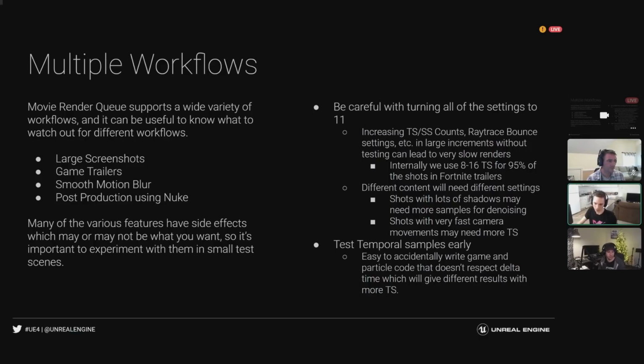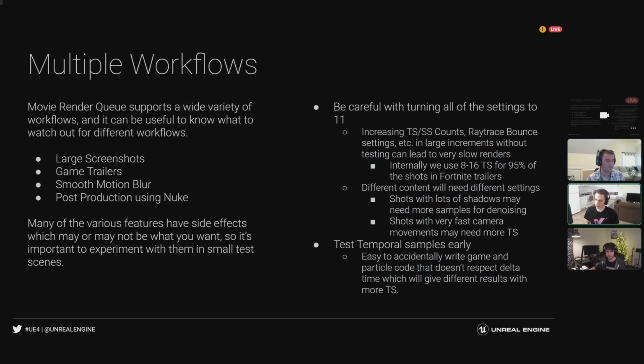Again, if you have a really fast camera pull, you're going to add in lots of temporal samples and it's going to give you a really nice smooth result, but you don't need that many temporal samples most of the time. One thing that's important is to test temporal samples early if you can. The big difference between not using temporal samples and using them is that we tick the engine 8 or 16 or 32 times for every output frame.